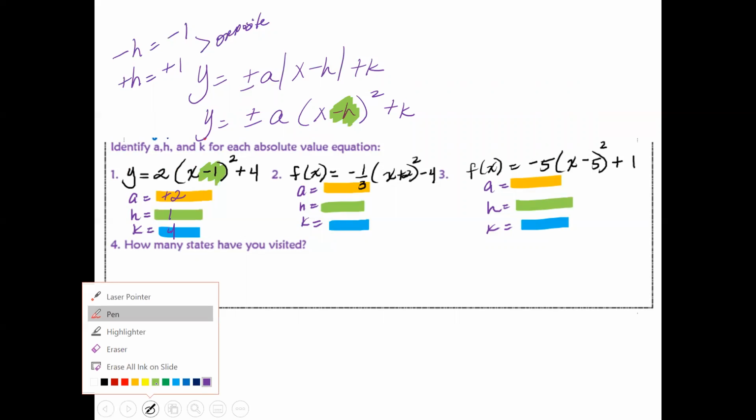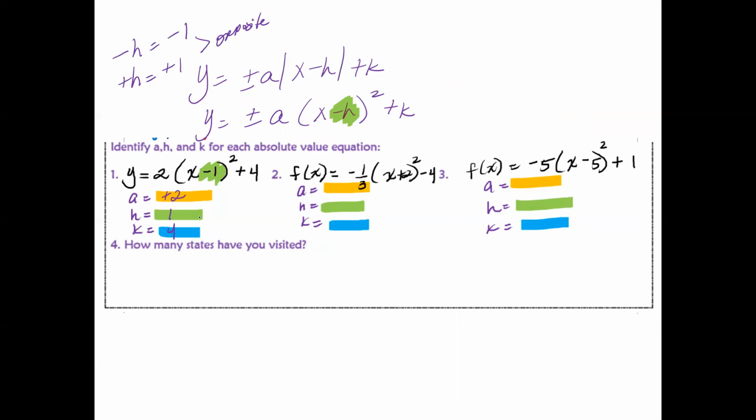So if I were to go ahead and describe this, I would say that I would go up 4, 1 to the left, and then it is going to be a smiley face parabola, but it's going to be skinnier or compressed, so it's a little bit skinnier like that.